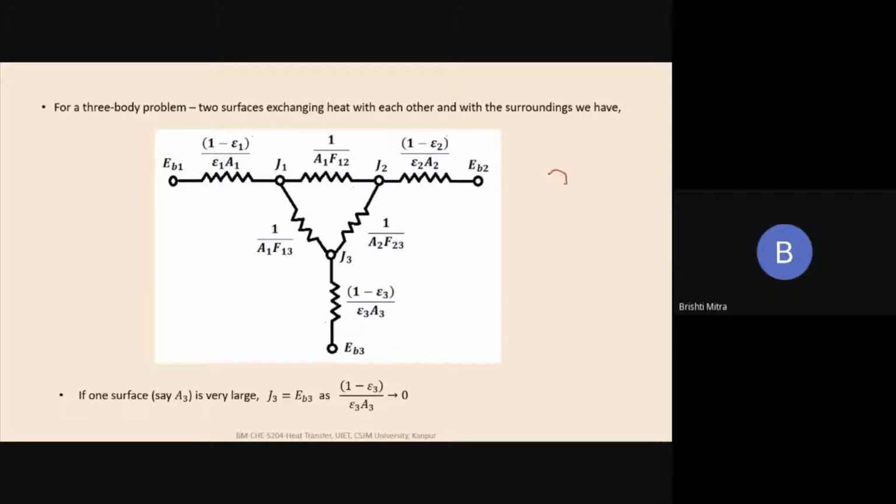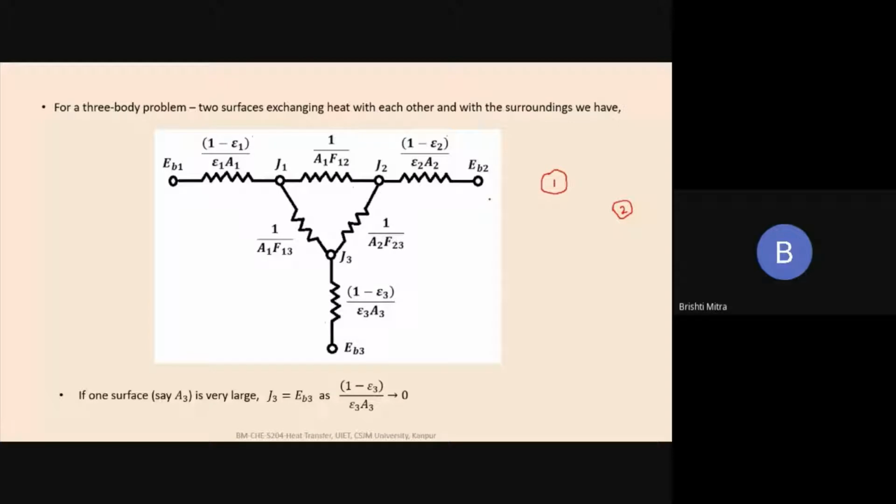So we have, say, a body 1, and here we have a body 2, and we are trying to find out the net rate of radiative heat transfer. For this, we consider the surface resistance of body 1, which is this part here. Then comes the space resistance between body 1 and body 2. And the last one is the surface resistance of body 2. We had done only this much so far.